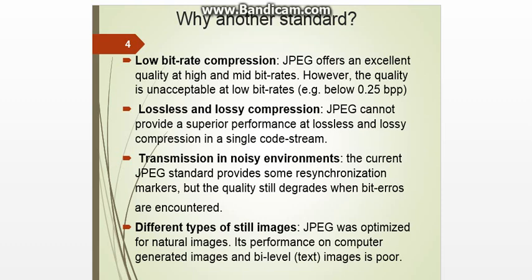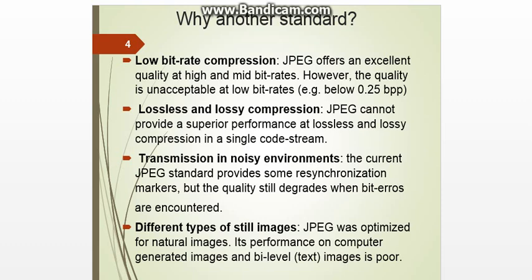The next is the different types of still images. JPEG was optimized for natural images. Its performance on computer generated images and bi-level images is very poor. It is desirable to consider robustness to bit errors while designing the code stream. One application where this is important is transmission over wireless communication channels. Portions of the code stream may be more important than others in determining decoded image quality.